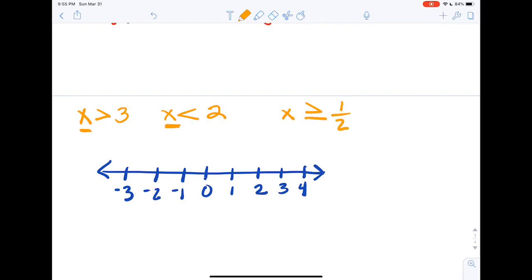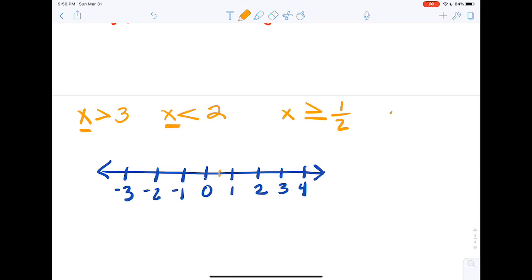Uh-oh, what are we going to do here? Well, we're going to have to find 1/2. So 1/2 is between 0 and 1. It's going to be right in there. So I'm going to put my circle right there. Now, you should have noticed that I made a little mistake here. I should have made that a closed circle. So go ahead and fill that in. So x is going to be greater than or equal. So I can go this direction to the greater than side of that. Go ahead and erase those.